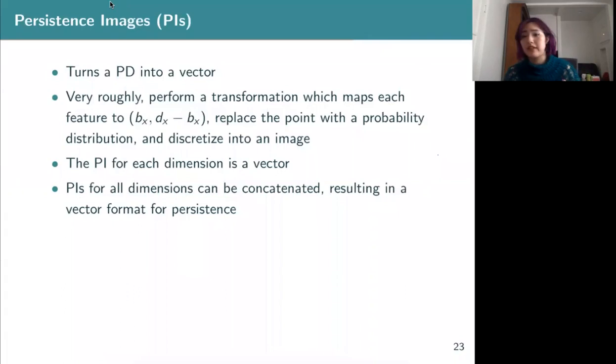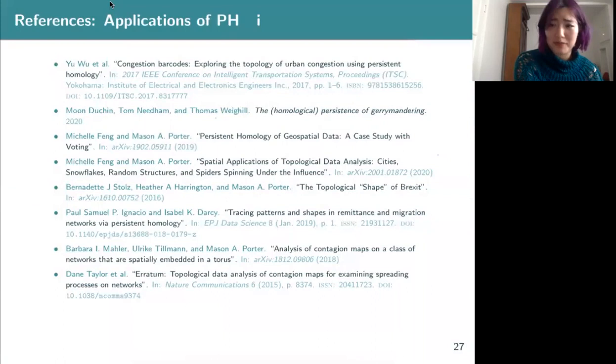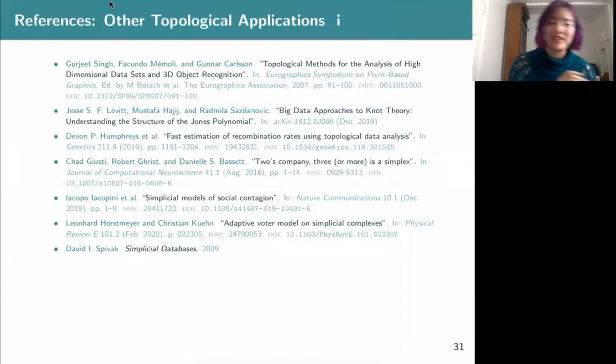Okay, so I think we are basically out of time, but quickly, there are a lot of references in these slides once I post them. There's going to be a section on algebraic topology and current developments in TDA. There's going to be a section on applications of persistent homology specifically. I've tried to order these vaguely by topic. And then there's also going to be a final section on topological applications which are not persistent homology. So please do look through those, and hopefully you will find some of them interesting or elucidating. Great. Thanks.